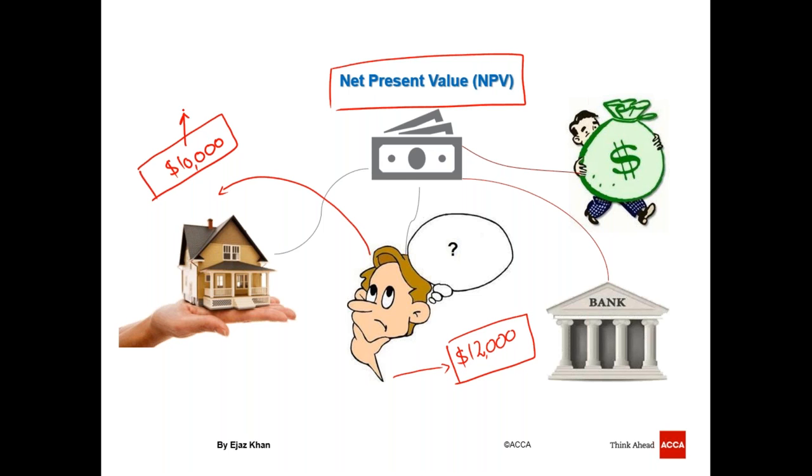The amount to be invested in this project is a cash outflow for Mr. A. And the amount that he will be receiving after 1 year, or after the end of the project, is a cash inflow. Now, apparently, it seems a very good project, as $10,000 are required to be invested today, and $12,000 will be received in a year's time.